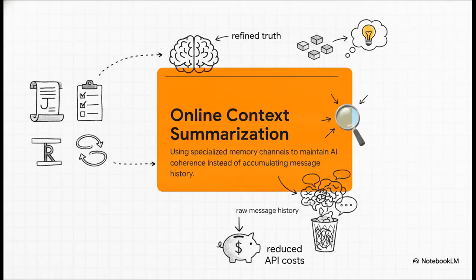What they're doing instead is a concept called online context summarization. By replacing raw, infinitely accumulating message history with these structured, highly specialized memory channels, the journal, the review, and the timeline, they maintain perfect AI coherence. This completely eliminates that dreaded context window limit we talked about earlier. It keeps API costs way down, and honestly, surprisingly, it actually boosts the agent's creativity and focus, simply because they aren't bogged down reading thousands of lines of irrelevant historical chat logs. They only see the refined, verified truth.